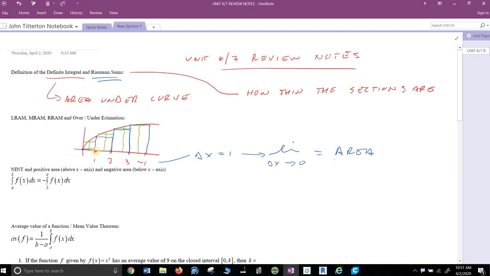Let's see what else we got here. Blue. So that's a right ram. Go to R and come across to the right side and come across. So on and so on. So that's LRAM, MRAM, RRAM. Most people remember that. Notice an RRAM would be an overestimation because it's an increasing function, that sort of thing.